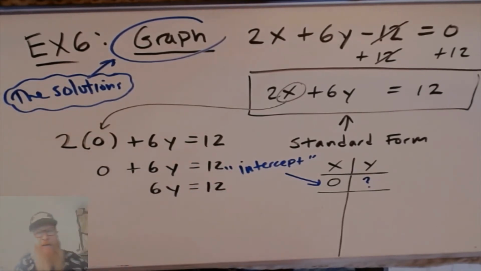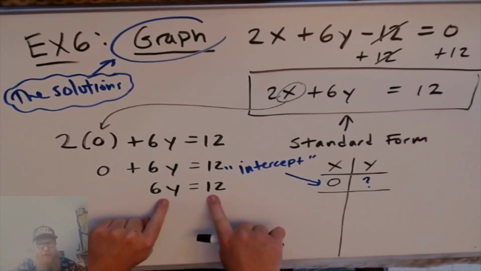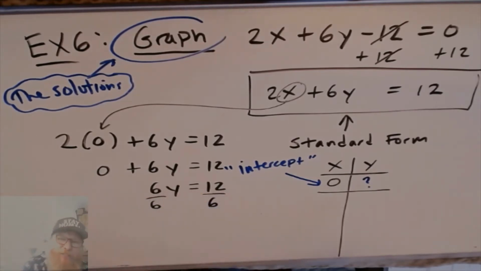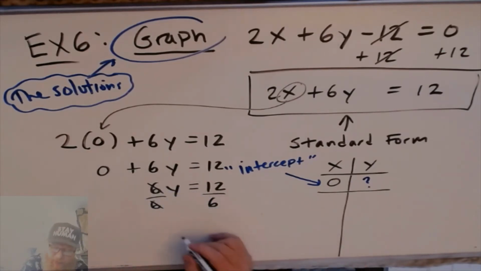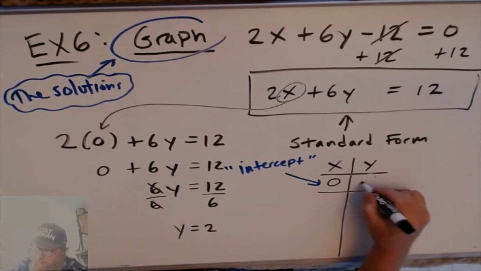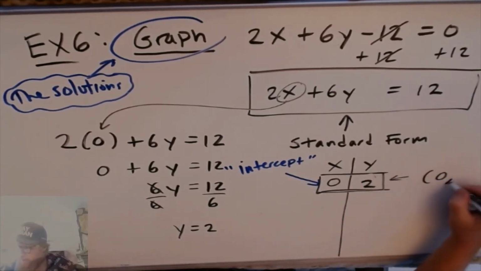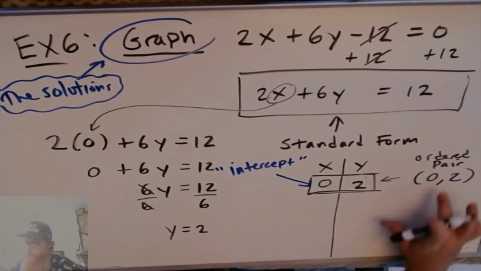So we don't write it. 2 times 0 is 0. 0 is invisible. We don't write it. So really our equation is 6y equals 12. This is why we just learned the one variable equations, because now you can see how to do it. 12 divided by 6 is 2. Come over here, and now I have an ordered pair, 0, 2. Zero, comma 2.